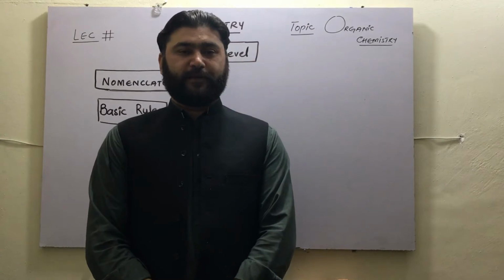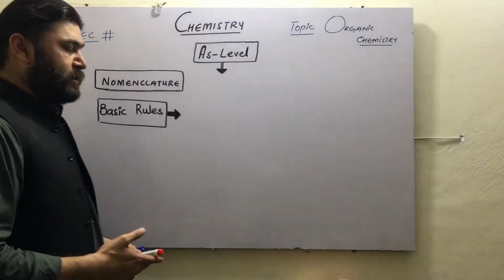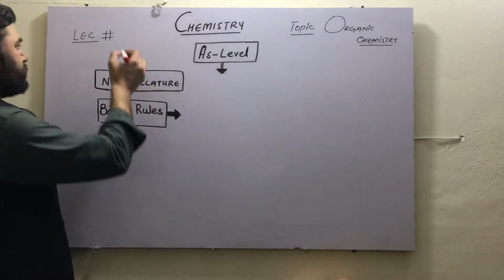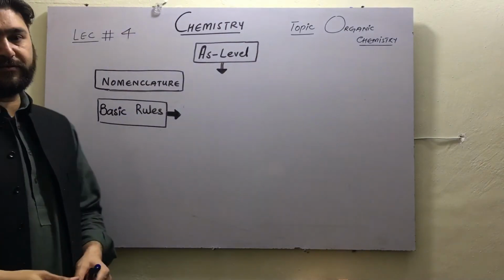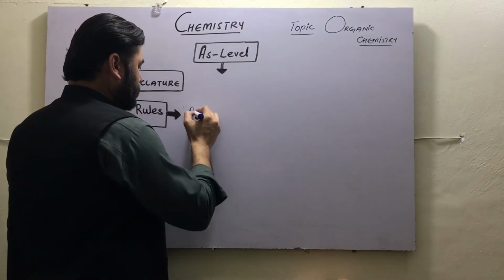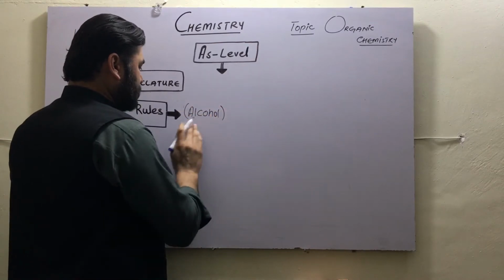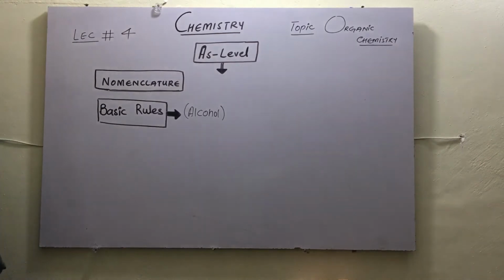I am Nauman Ahmad and today we are going to discuss nomenclature of AS chemistry. In the previous lecture, lecture number 3, we discussed naming of alkene, but today in lecture number 4 we will be discussing naming of alcohol. This is the topic which we are going to discuss in detail today.